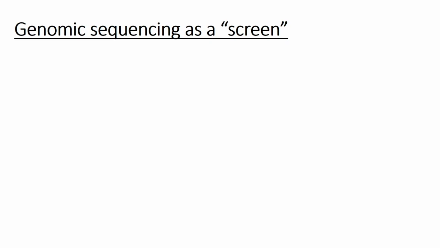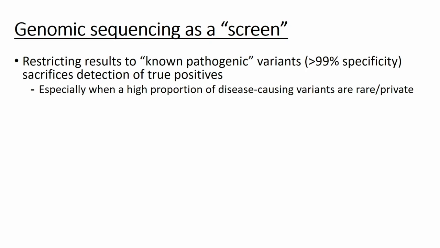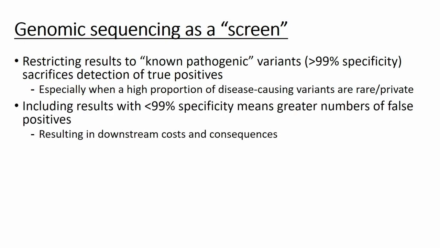So just to wrap up in the last couple of slides, I want to talk about genomic sequencing as a screen. If we restrict our results to known pathogenic variants in which we'll have a greater than 99% specificity, we're going to sacrifice the detection of true positives because there will be patients with novel variants that we will not report. This is going to be especially true when there are conditions with a high proportion of rare or private disease-causing variants. However, if we include results with less than 99% specificity, we will have greater numbers of false positives, and that will lead to the greater downstream costs and consequences to those individuals to whom we return those findings.